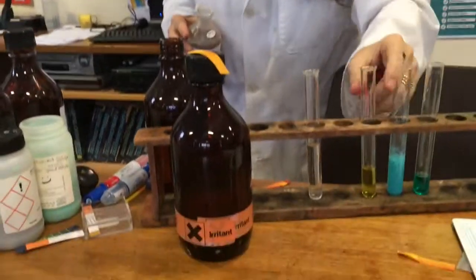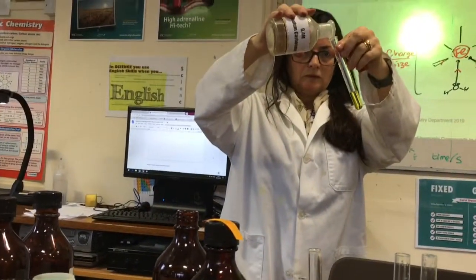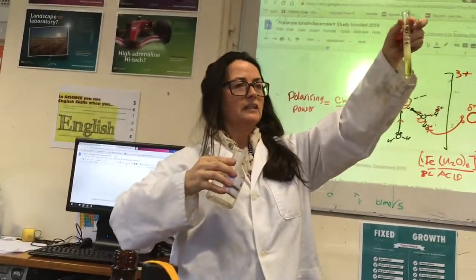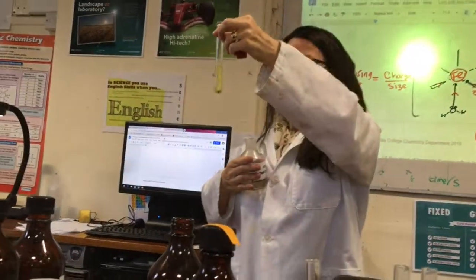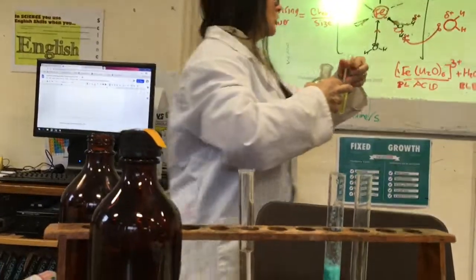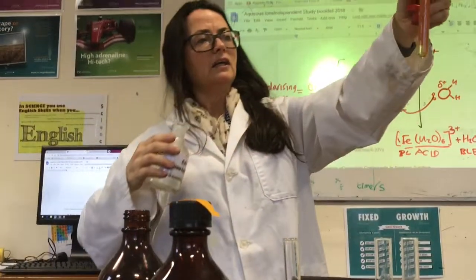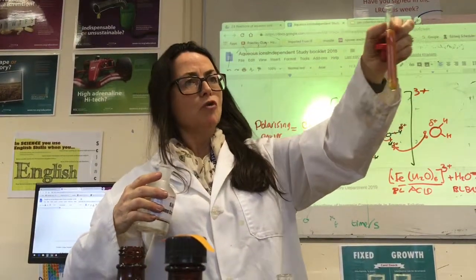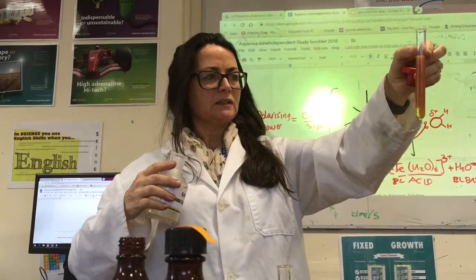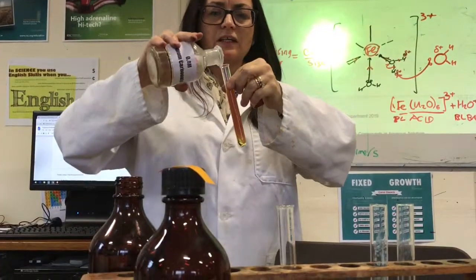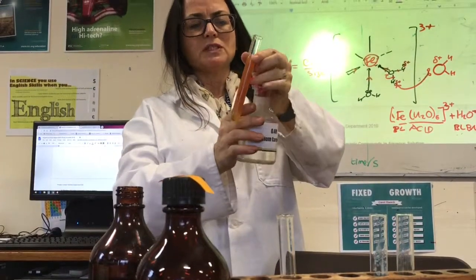Now with our 3 plus iron, can you see that effervescence? It effervesces. Why? Because we've got loads of these around. It effervesces and then it forms this rust precipitate.